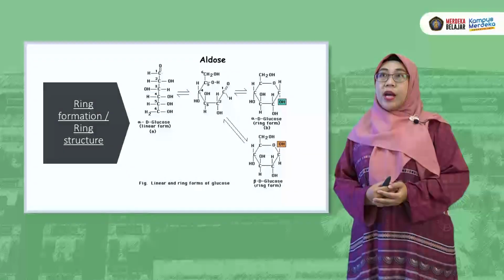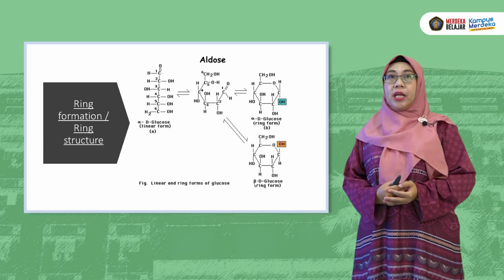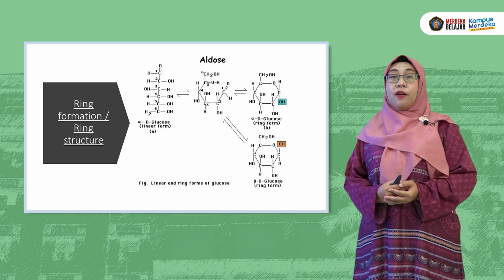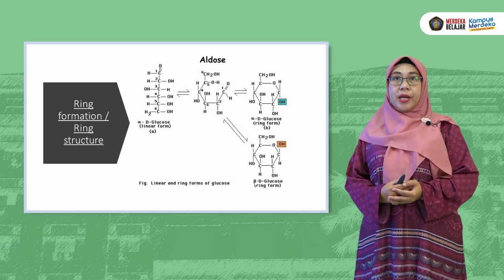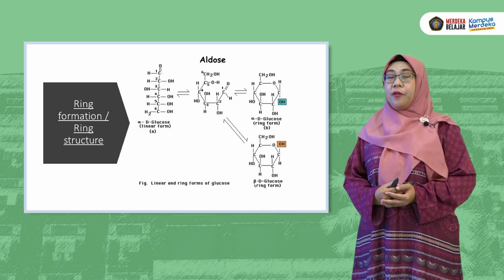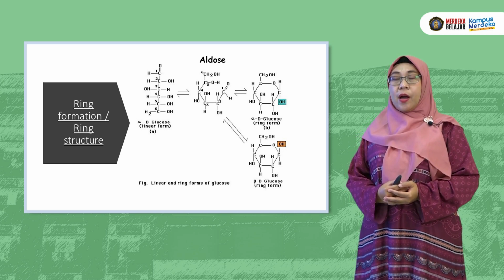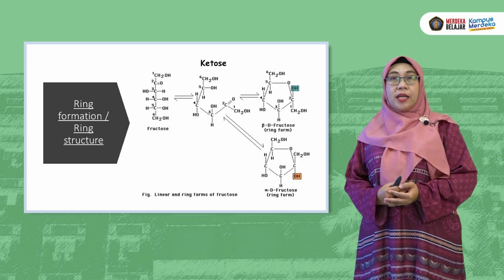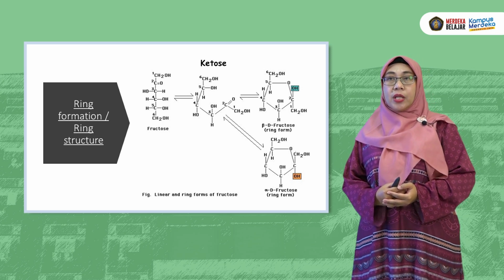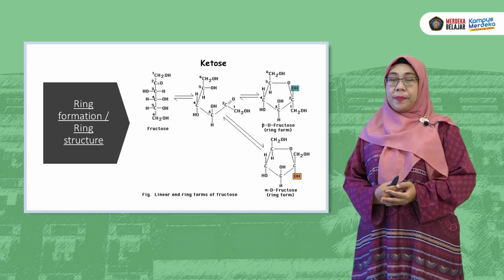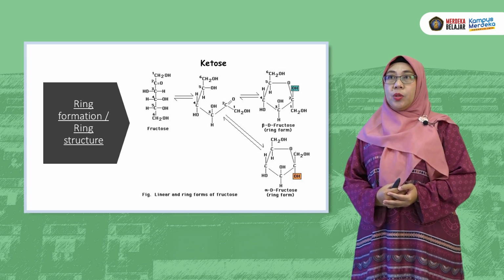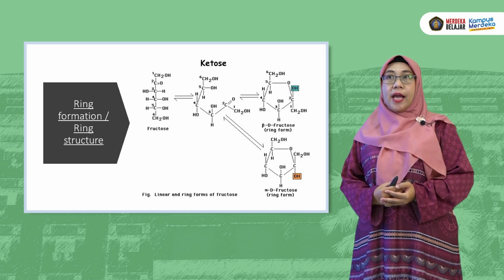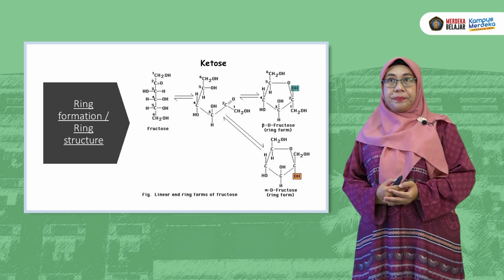Okay, now we are repeating the process of ring formation in aldose, as in D-glucose as an example. The ring structure of D-glucose causes two different anomers, alpha and beta. Alpha when the hydroxyl or OH points down, and beta when OH points up. And this is repeating the process of ring formation in ketose, as in D-fructose as an example. The ring structure of D-fructose causes two different anomers, alpha and beta. Alpha when OH points down, and beta when OH points up.